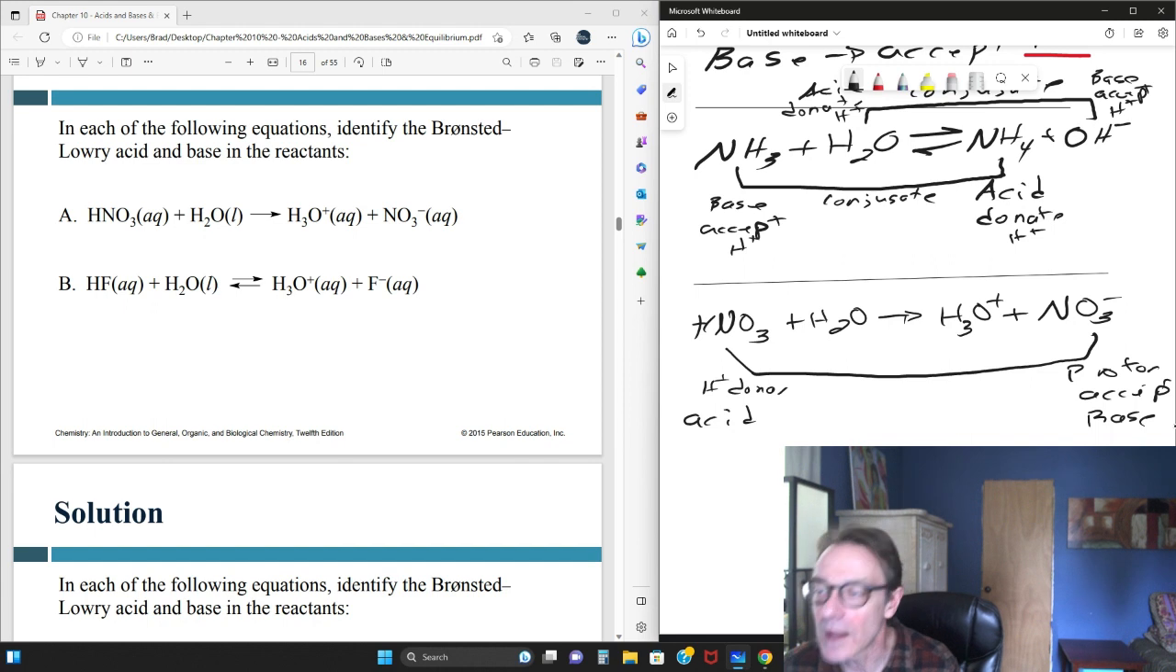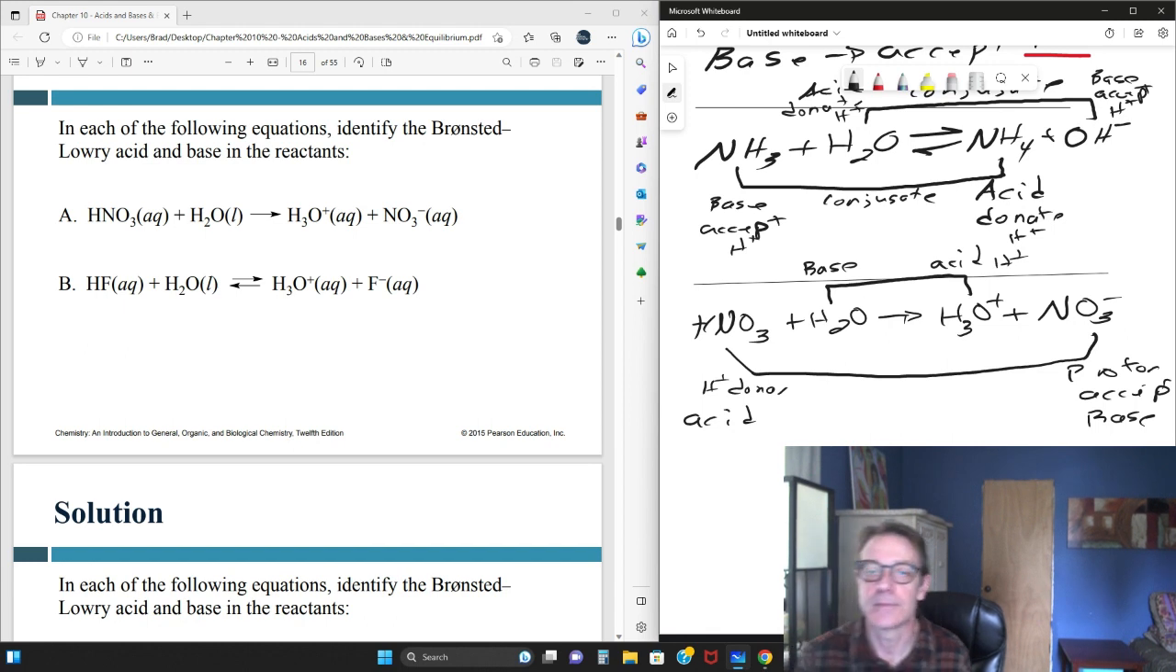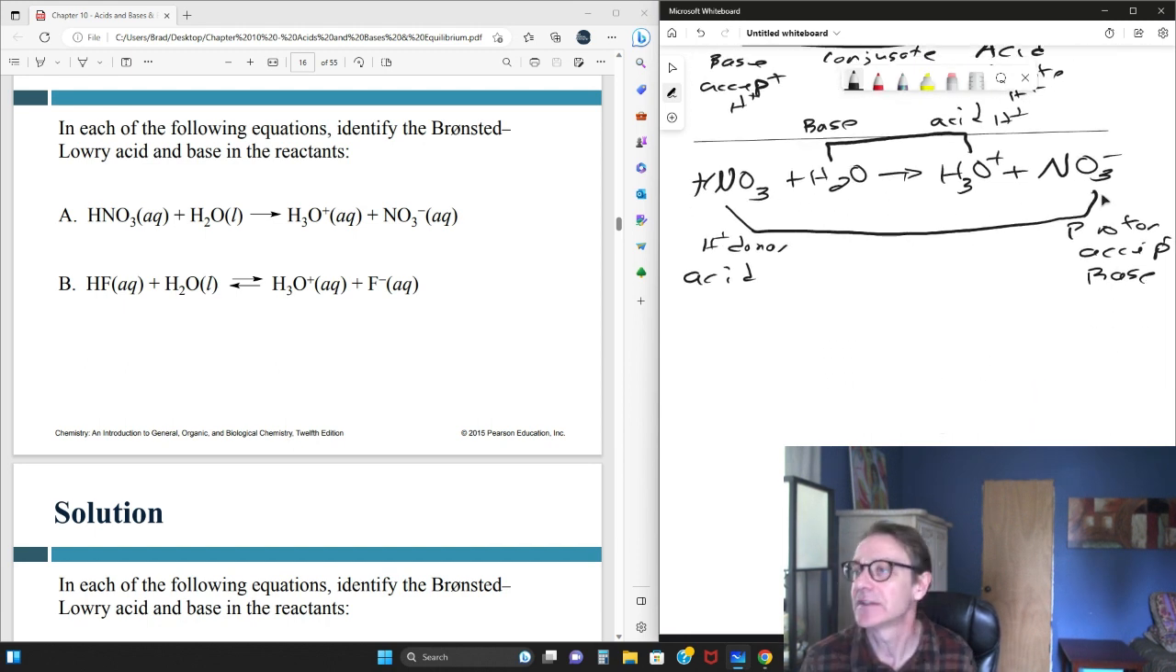Okay, and likewise, we have water and hydronium. That H3O plus is called hydronium. The hydronium is the acid since it is donating a proton, and this is the base. Just regular H2O is the base since it would be accepting the proton. Okay, that makes sense? Sort of. Yes.